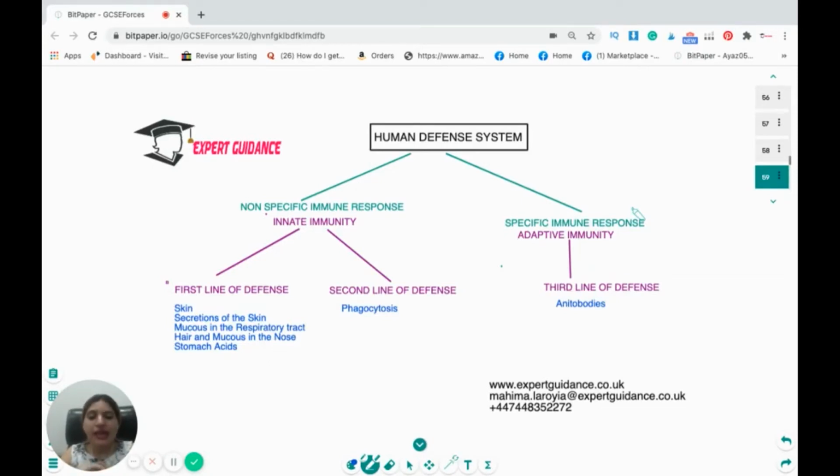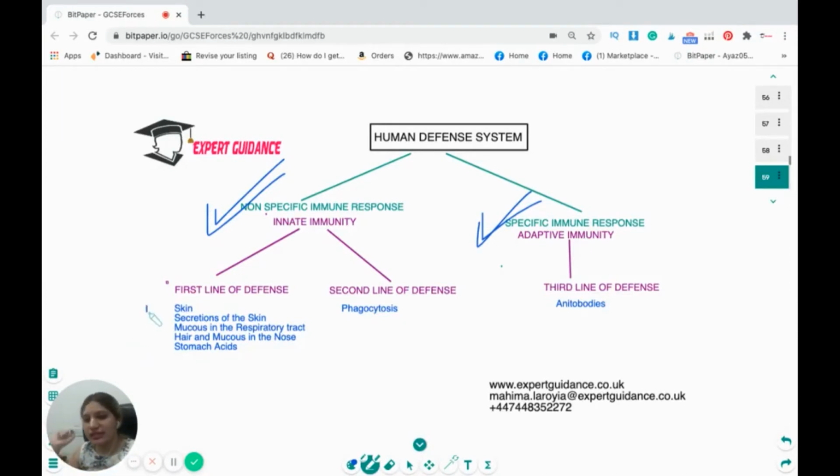It works because humans have their own defense system, and we can classify the defense responses in humans into 2 categories: the non-specific immune response and the specific immune response. For non-specific immune responses, no matter whether the disease is just a small dust particle or a big deadly virus, the first line of defense works the same way.